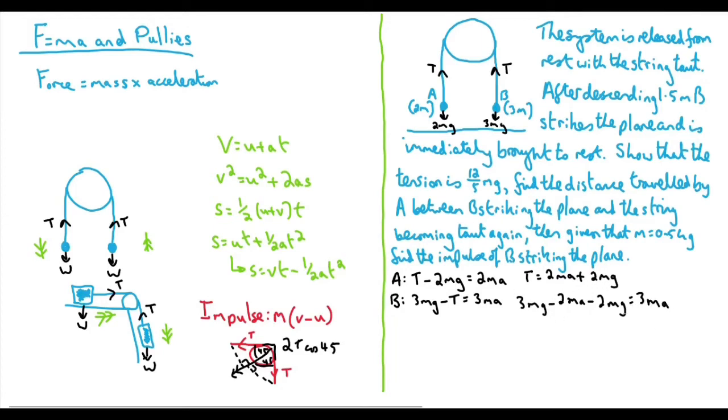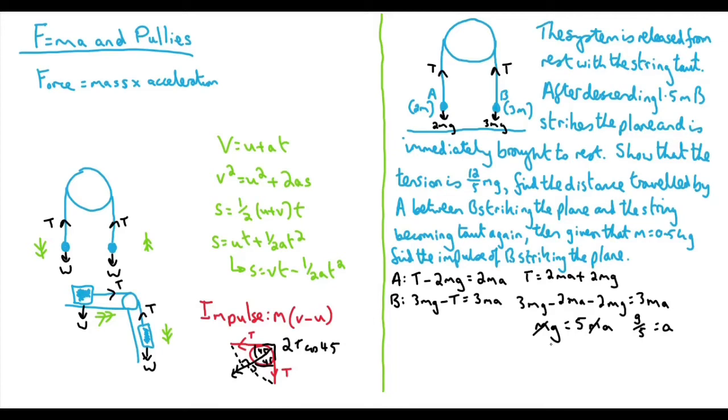Well, then just bringing the like terms together, 3mg minus 2mg is just going to be a single mg, and then we'll add the 2ma over to end up with 5ma here. From this point, we can cancel the m's because they're present on both sides. In fact, we actually could have done that in the previous step as well if we had spotted it. And then to get acceleration on its own, you just divide by the 5 to get the acceleration at the beginning is g over 5, a fifth of gravity.